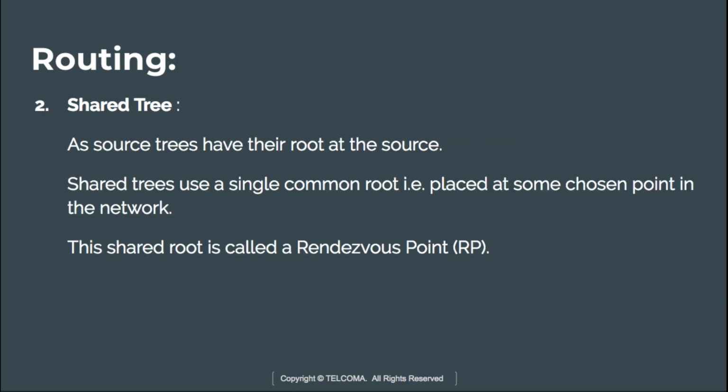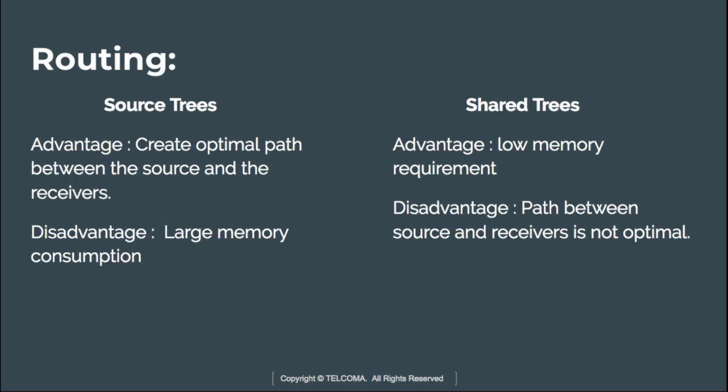Next is the shared tree. The source tree has its root at the source, but the shared tree uses a single common root, which can be placed at any chosen point in the network, and it acts as the root of the tree. This shared root is called a rendezvous point in IPv6. So this is about the source tree as well as the shared tree.